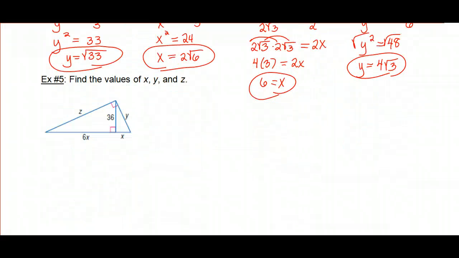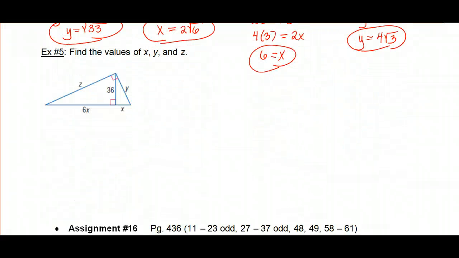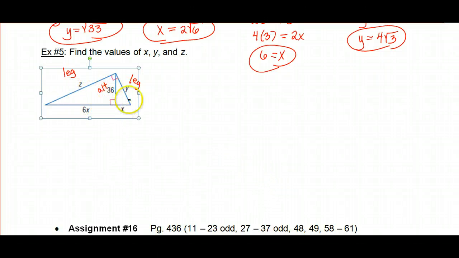I'm still a little confused with all this, like how to put it together. Okay, so it depends, and that's where you have to look at what information you know and what you need to find. If it's a variable instead of a number, you pick the number that's adjacent. Sometimes, in this particular case, I know what the altitude is. I don't know what the legs are. And I know that the two segments that make up the hypotenuse are 6x and x.